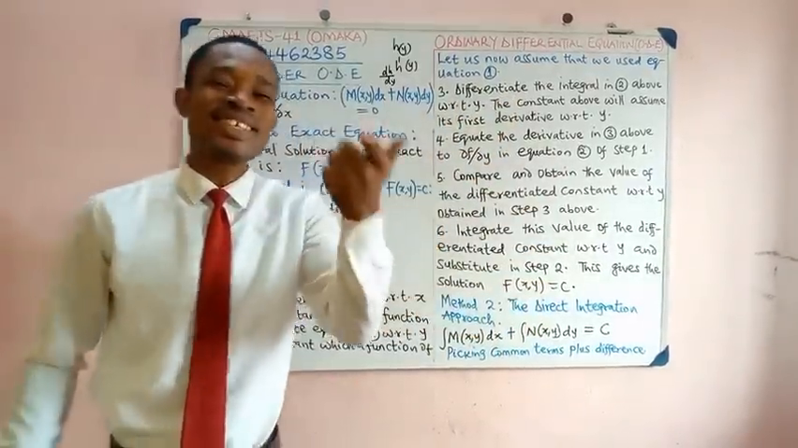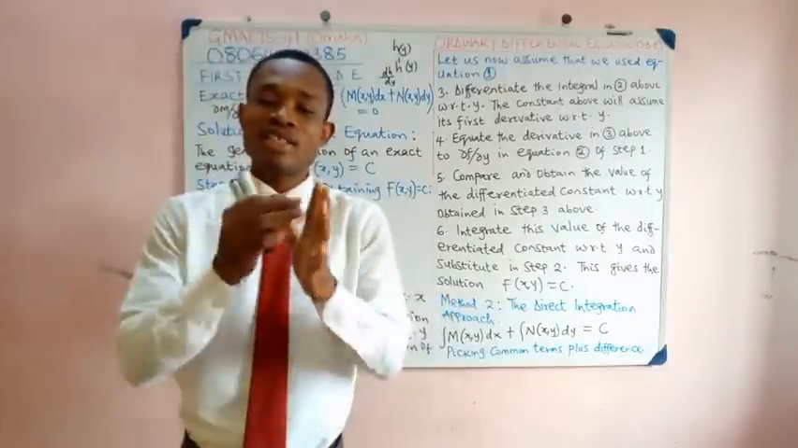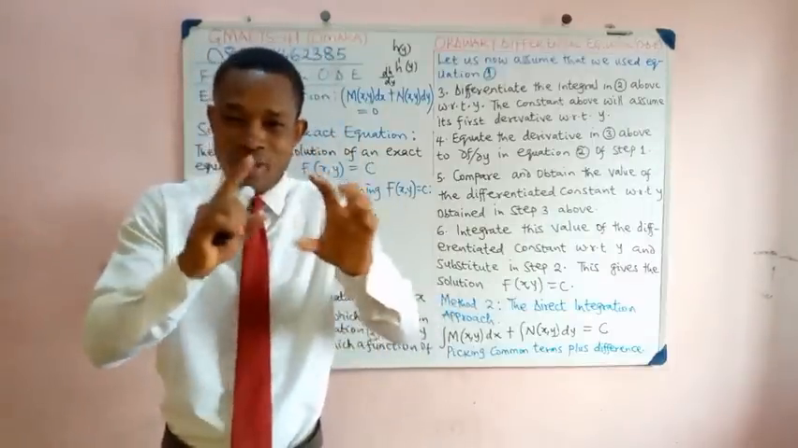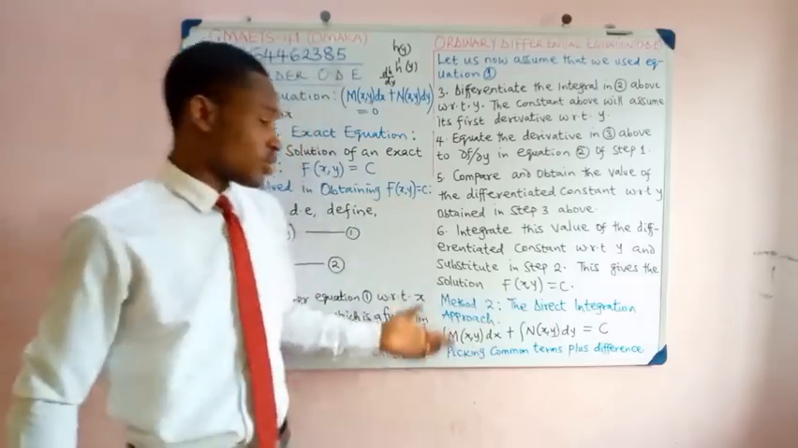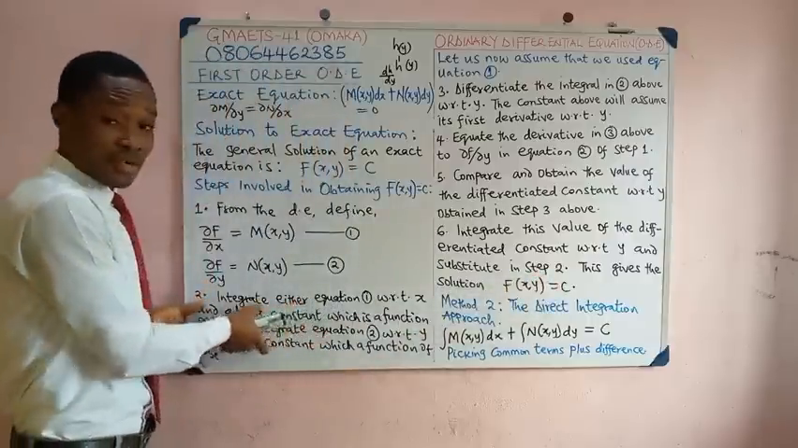Now once you obtain the value of that differentiated constant, in step 6, the next thing is to integrate that value of the differentiated constant. That integration will now help you to get the actual value of that constant, which you are now going to substitute in step 2. That is in this integration you did here.